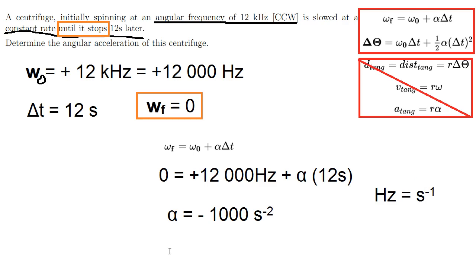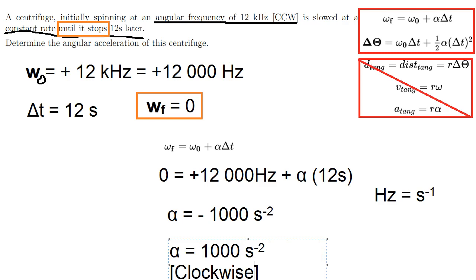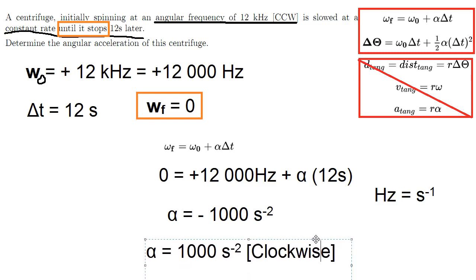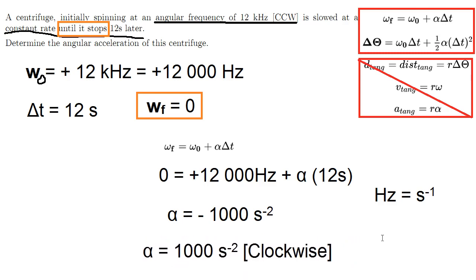Now, in terms of direction, this is actually a rather explicit direction. So we have 1,000 seconds to the negative 2. And if you were looking at this from above, what you would see is this angular acceleration would be clockwise, as indicated by the negative sign that we had previously. And that's typically speaking how you would utilize this. If you were asked for, say, the tangential acceleration, you could just take this and multiply it by the radius, and it'll provide you with that quantity.